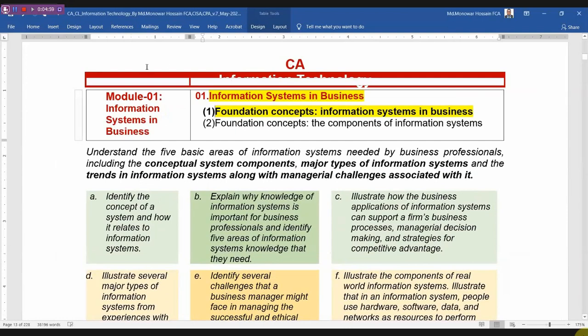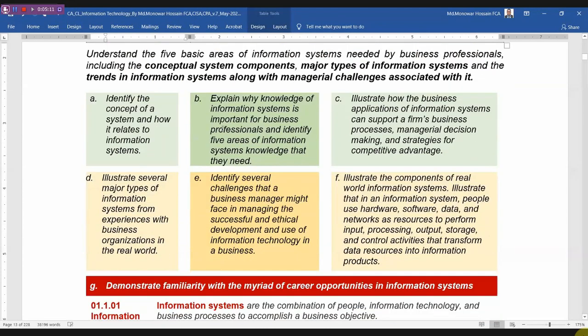So in our chapter 1, as we also call it, module, information system in business. Now we are going to discuss information system in business, chapter 1 and topic 1.